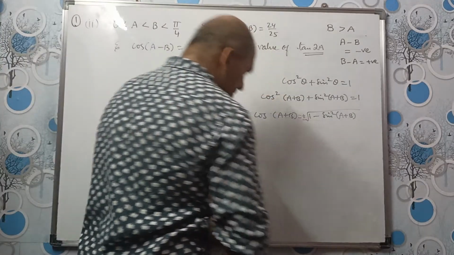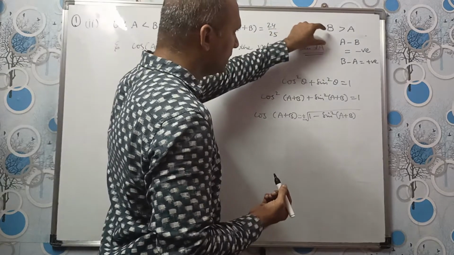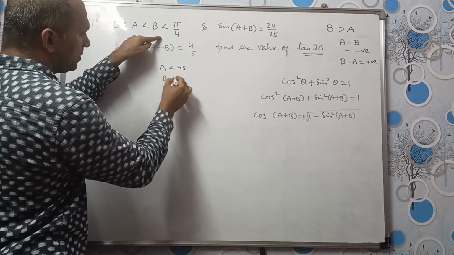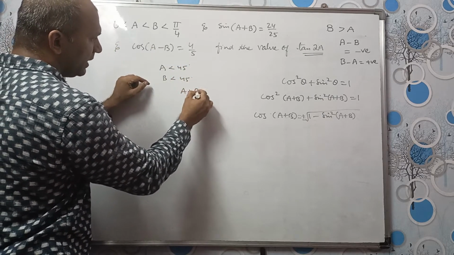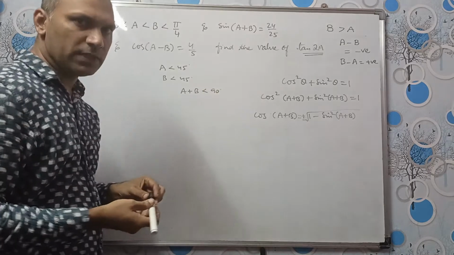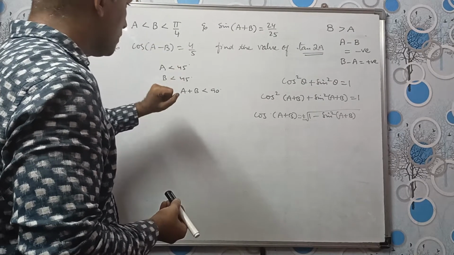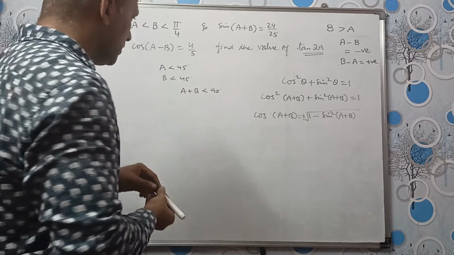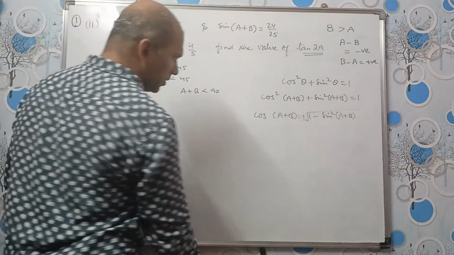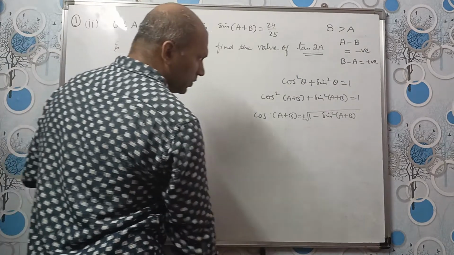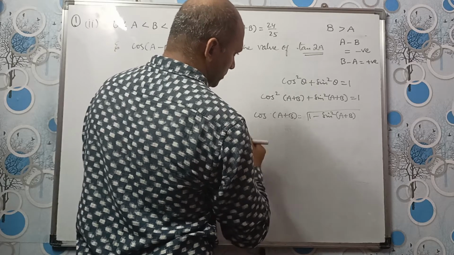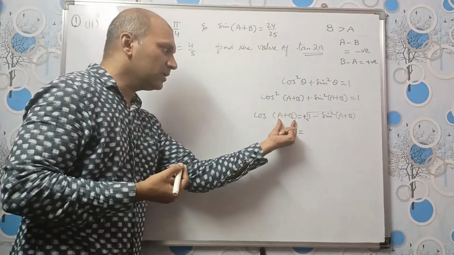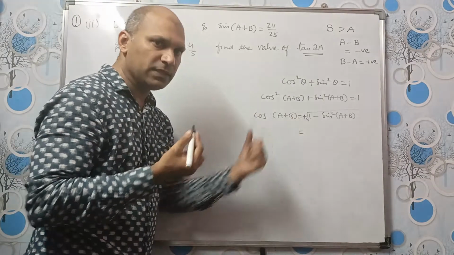Now, see, this is plus minus root. A is less than 45 degrees and B is also less than 45 degrees. So if you add A and B, it should be less than 90 degrees, right? Let us say 40 and 40, if you add, 80 is less than 90, which means A plus B will lie in the first quadrant. So we should consider only the positive value, not negative, because the resultant angle A plus B lies in the first quadrant.